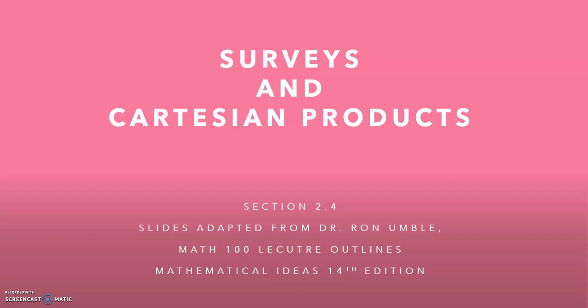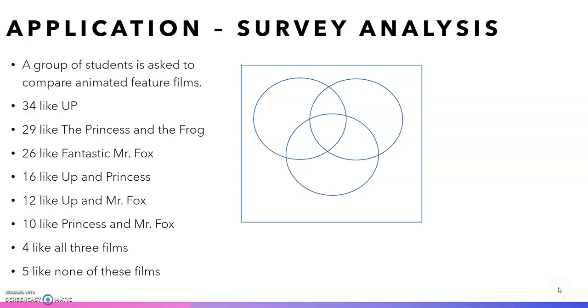Section 2.4, Surveys and Cartesian Products. A group of students is asked to compare animated feature films.